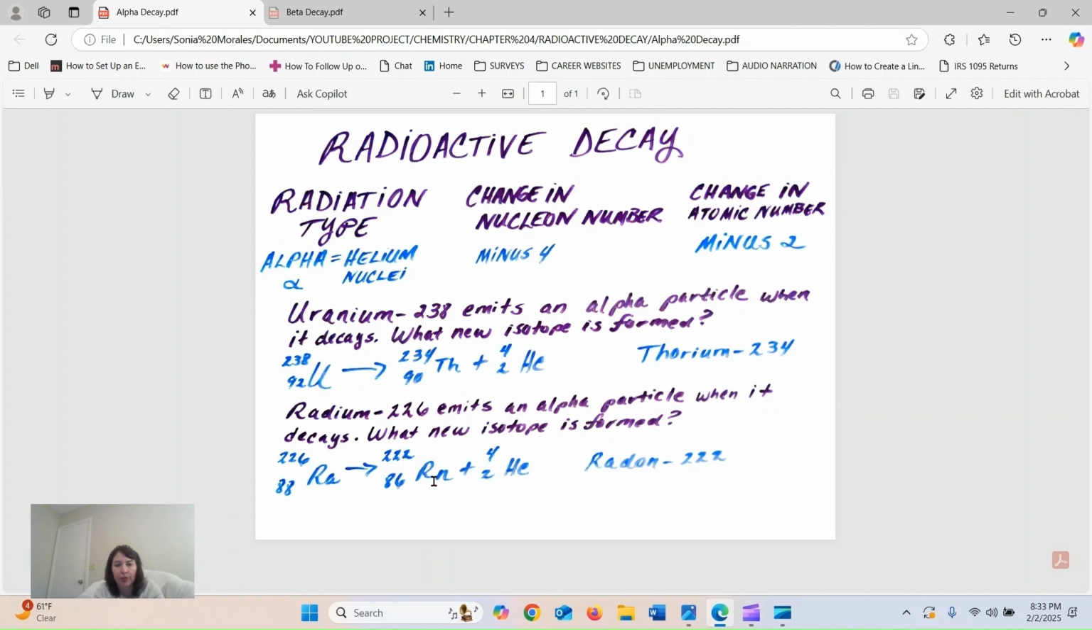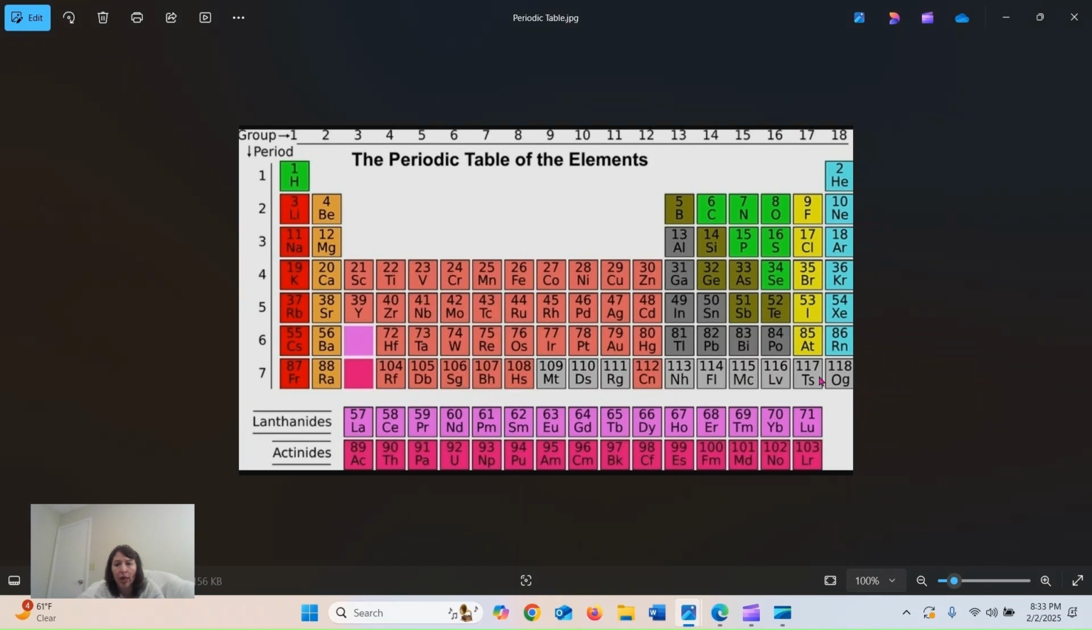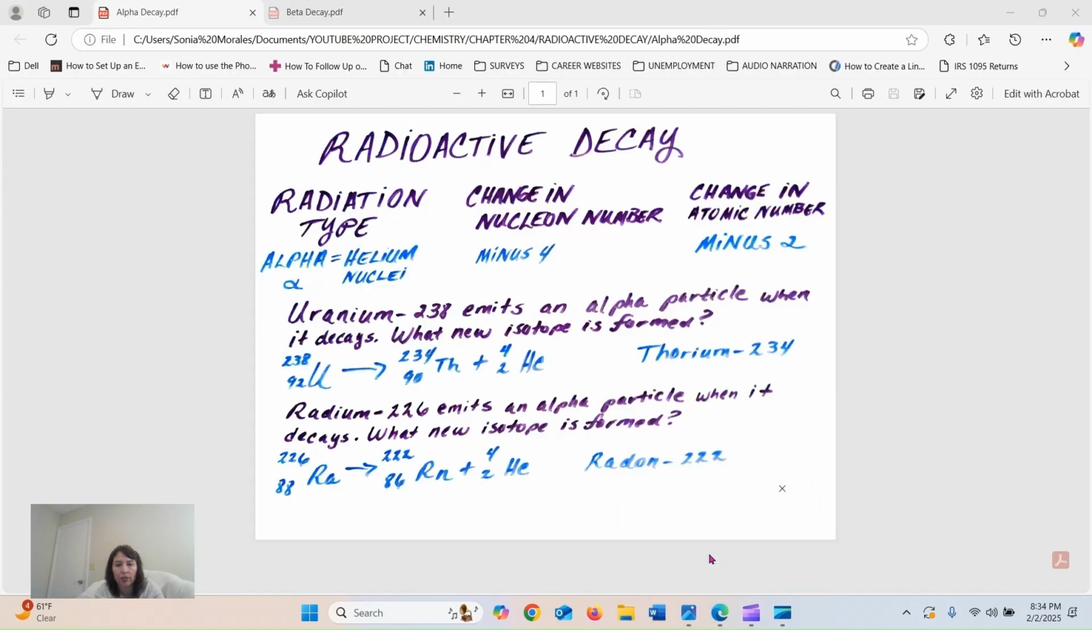But how do we come up with this part? Let's go to the periodic table of elements and look for element 86. So element 86 is radon, and there it is. So that's how you get this Rn. So what new isotope is formed? It's radon-222. That's how we got that.